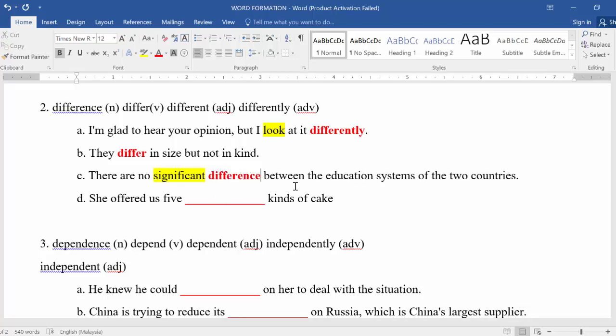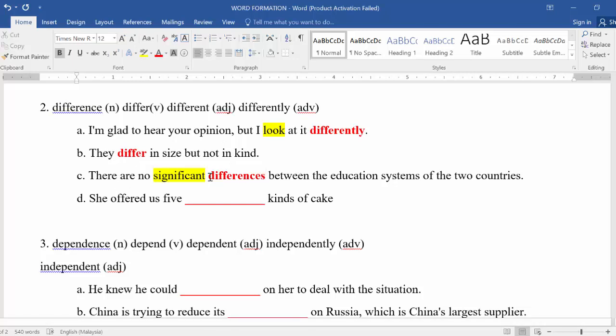Difference. Okay, here you need to be very careful. Your noun should be a plural noun or a singular noun. You need to look at your sentence. There are no. There is an are. You have an R here. It shows that this should be a plural noun. So you add s to it. Significant differences. Okay, so please highlight R as well.